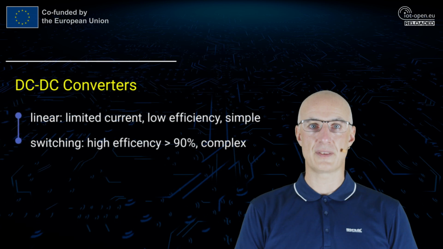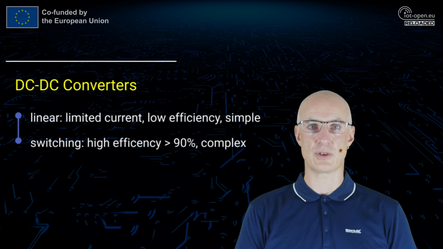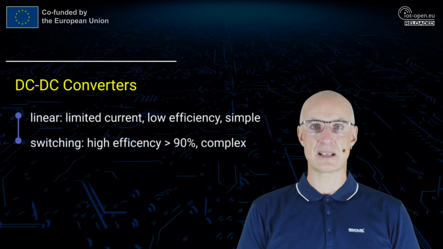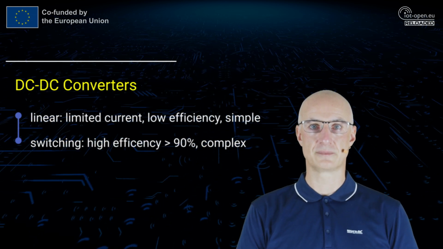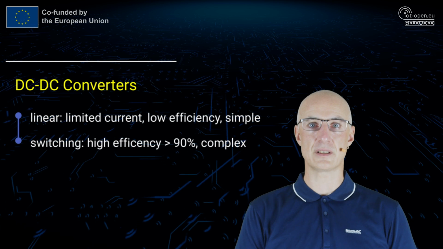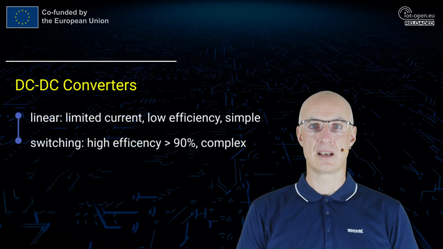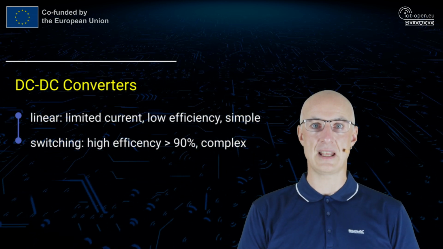There are two general types of DC-DC voltage converters: linear and switching. Linear converters are stable, but their maximum current is limited, as they tend to heat during work. Switching DC-DC converters are highly complex and require good build quality, but they have much better conversion efficiency, reaching over 90%.